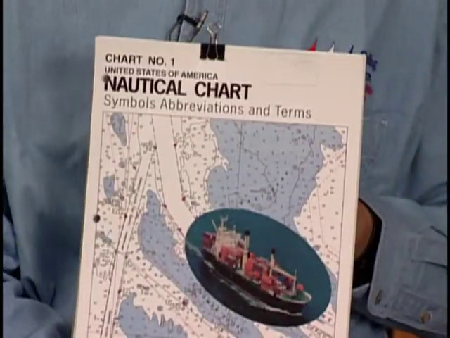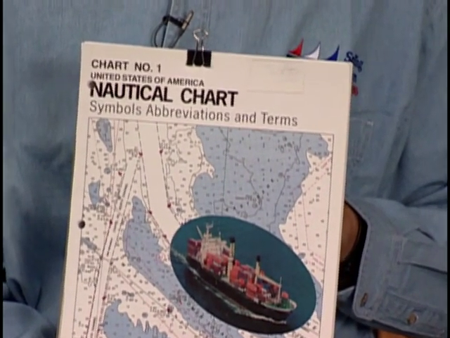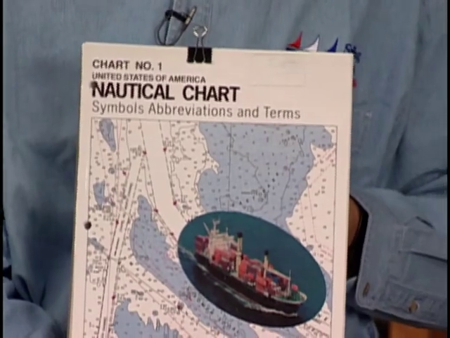The first of these publications is called Chart Number 1, Nautical Symbols. And this actually gives images of each of the symbols that are used on charts, and it also describes the meaning of those symbols. The second pub that's very important is a light list.